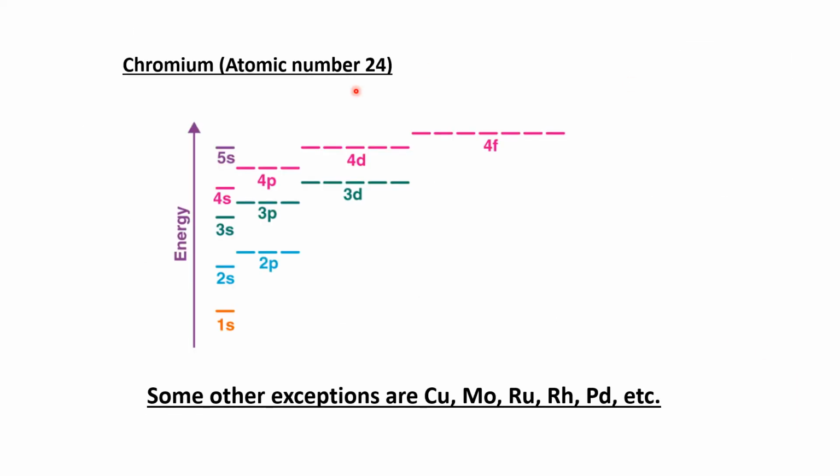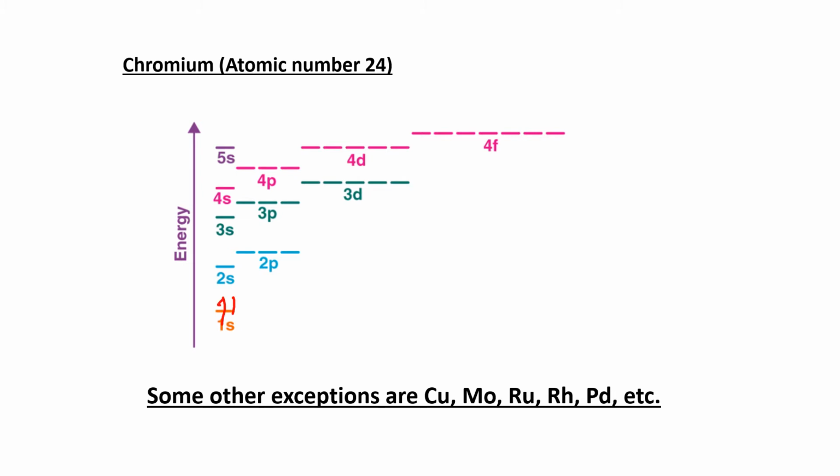Now, but there are some exceptions which we see in the electronic configurations for different elements. For example, if we talk about chromium, chromium has atomic number of 24. So 24 electrons. So let's start filling up the orbitals.